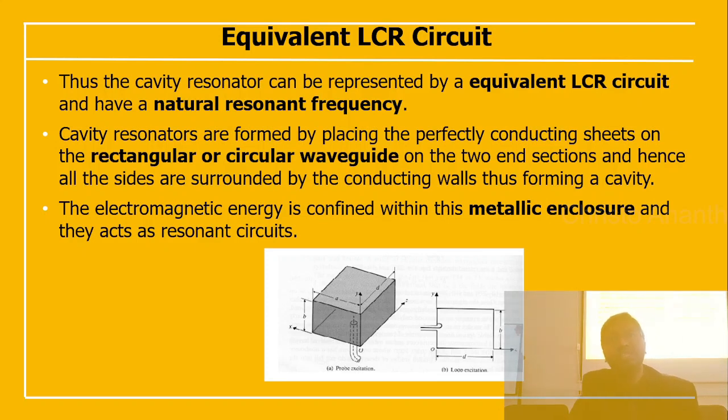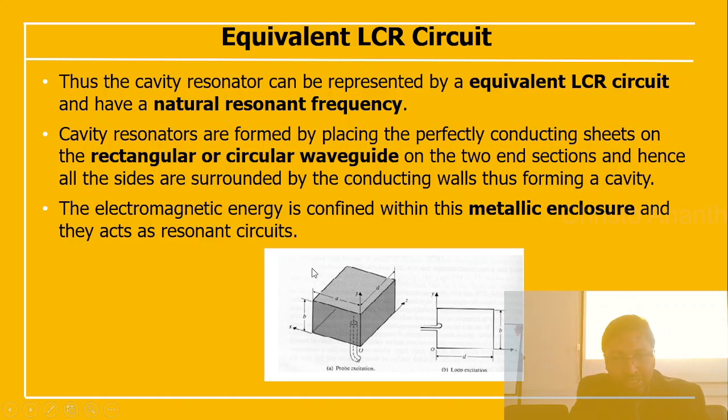Cavity resonators are formed by placing perfectly conducting sheets on a rectangular or circular waveguide at the two end sections, and all of the sides are surrounded by conducting walls, which forms a cavity. The electromagnetic energy is confined within the metallic enclosure, and it acts as a resonant circuit.